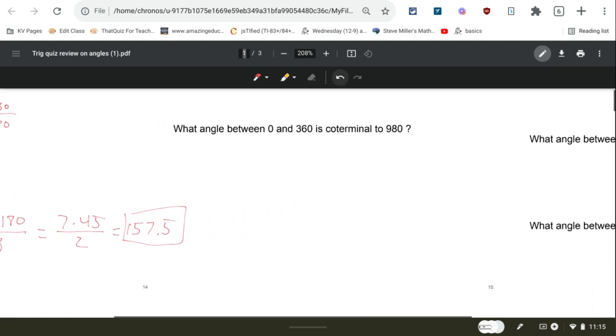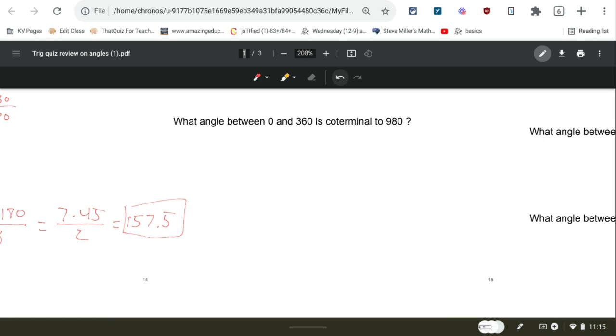All right, a coterminal question. This is just asking, what angle between 0 and 360 is the same as 980. So you're going to take 980 and you're going to subtract off 360 until you get in between 0 and 360. And I think I have to do that twice on this one. Yep. If I subtract off 360 once, that gives me 620. And then if I subtract off 360 again, it's going to give me 260 degrees. That'll be my answer.